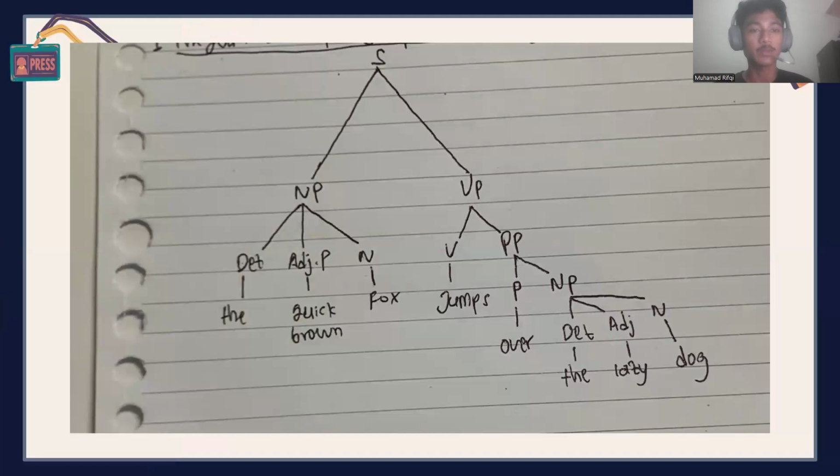Oke, untuk nomor satunya, for noun phrase-nya itu ada determinernya, yaitu the, dan adjective phrase-nya itu ada quick dan brown. Dan untuk noun-nya itu ada fox. Dan verb phrase itu kita dibagi dua lagi, dan itu ada verb, verb-nya itu jumps, dan prepositional phrase itu dibagi dua, itu ada preposition, yaitu prepositionnya itu adalah over, dan noun phrase itu dibagi tiga lagi, ada determiner yaitu the, dan adjective itu ada lazy, dan noun itu ada dog.